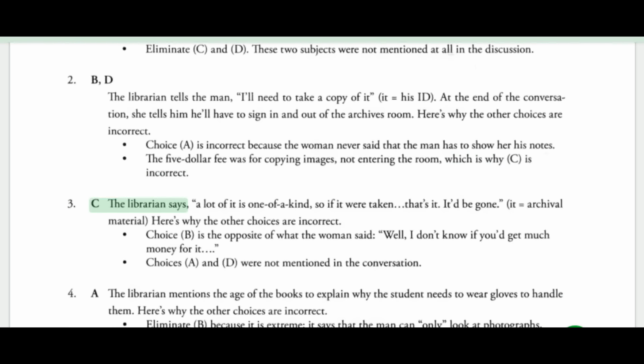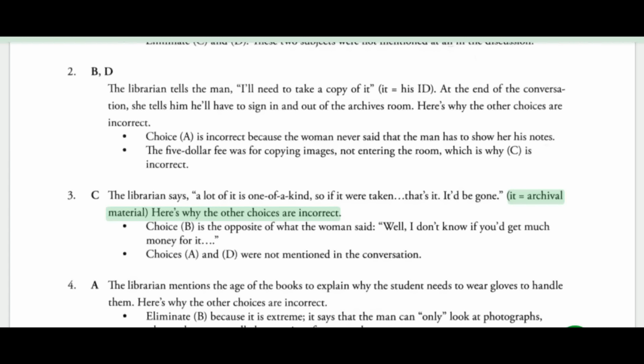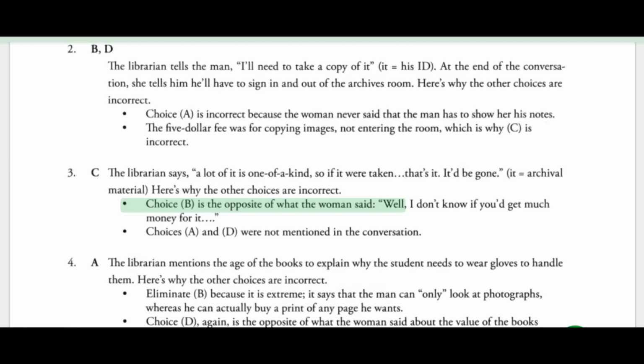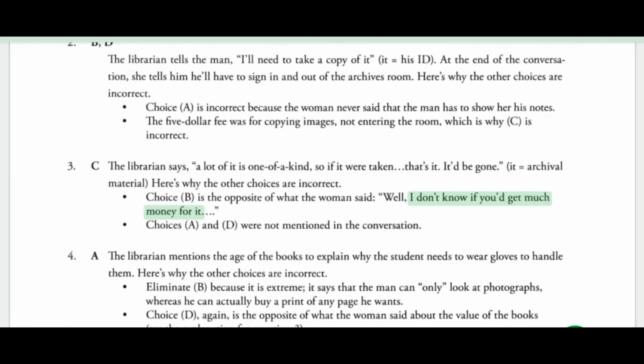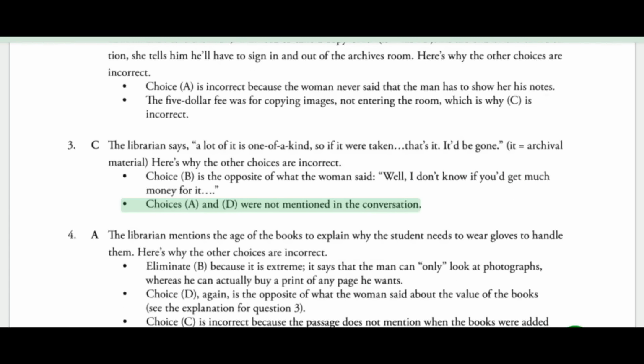3. C. The librarian says, "A lot of it is one of a kind, so if it were taken... that's it. It'd be gone." It equals archival material. Here's why the other choices are incorrect. Choice B is the opposite of what the woman said: "Well, I don't know if you'd get much money for it." Choices A and D were not mentioned in the conversation.